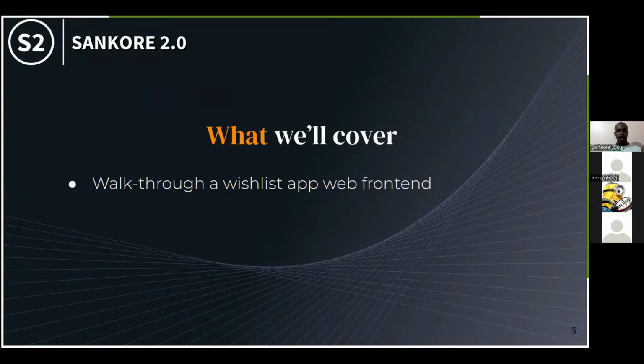This is our day 10. And right here, we're going to walk through the wish list app, or web frontend. The smart contract we actually wrote previously, last week on Friday. That is what we're going to walk through. Sorry, it's the frontend.